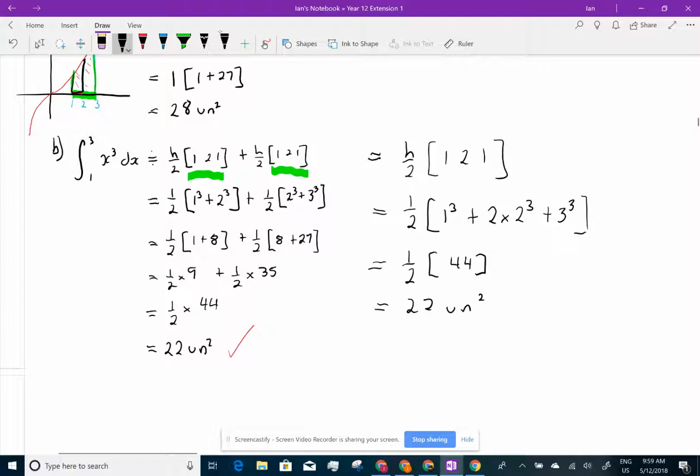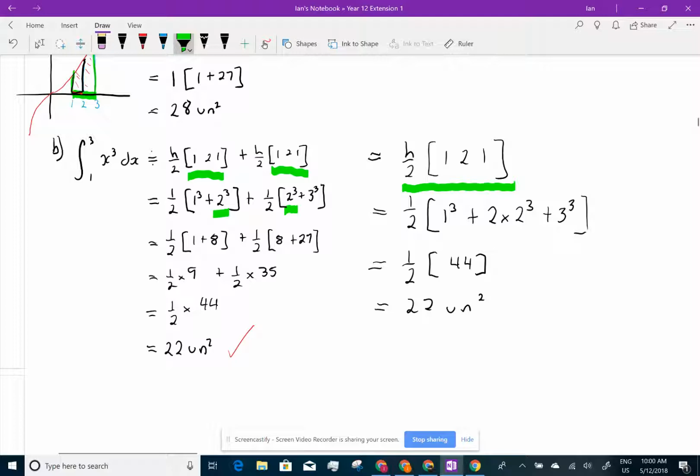Now, why is that so? Because if you look in here, you've got a 2 cubed in that one, and you've got a 2 cubed in that one. So every time you do another one, the one on the end will get doubled because there'll be 2 of them each time, which is why you can do h on 2, 1, 2, 1. And it doesn't matter how many strips you do.